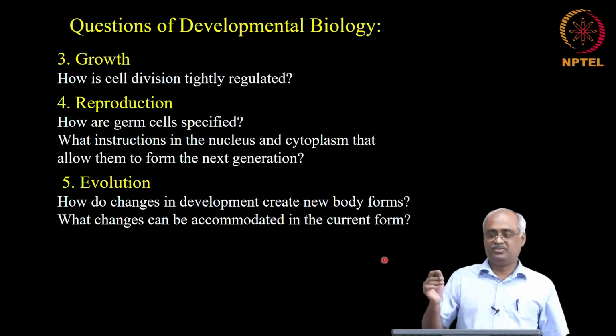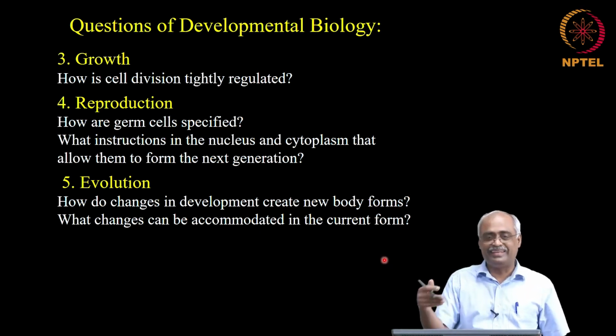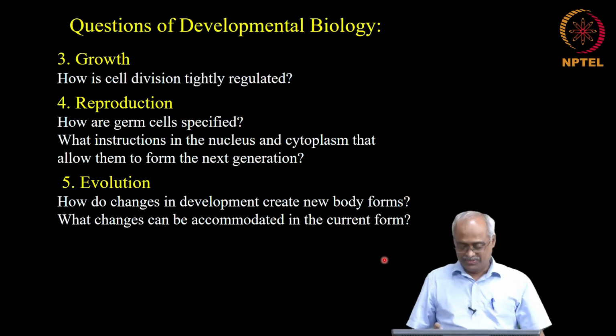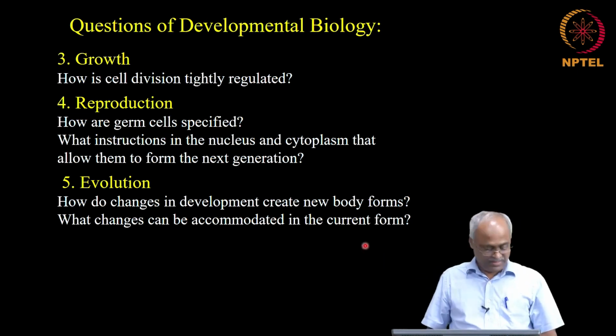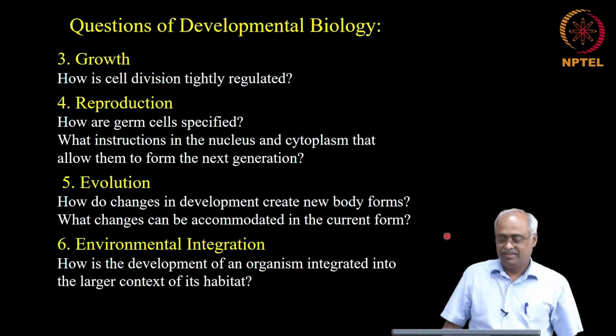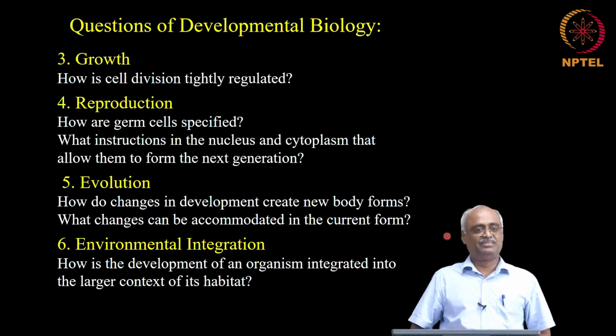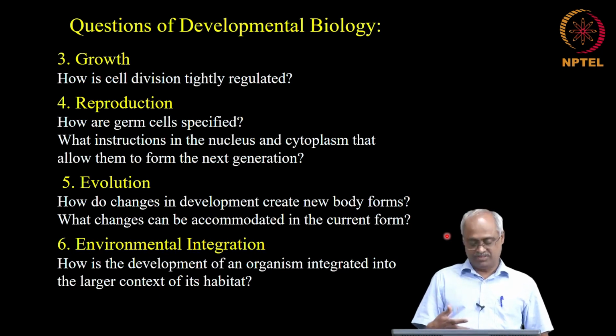So, a dinosaur becoming a bird can't happen in one step without endangering its current ability to exist as a dinosaur. Okay. So, that is just to give you an example. Then we can't forget the environment, because an organism adapts to a given environment, and as we just saw, that has to be accommodated in the current development.